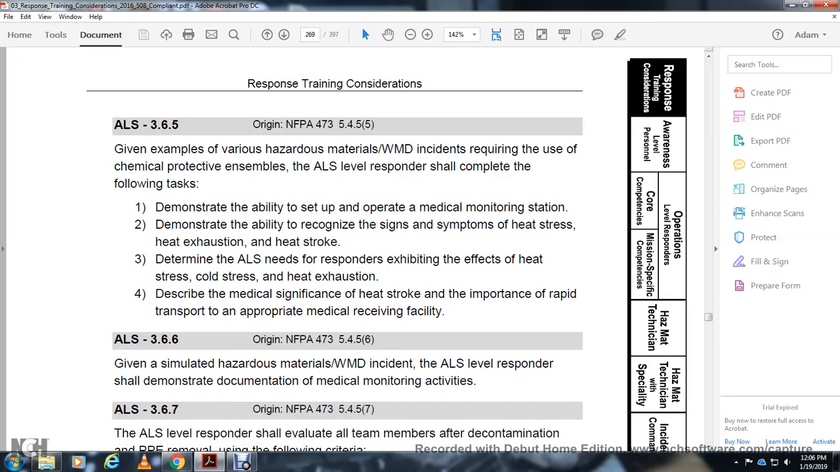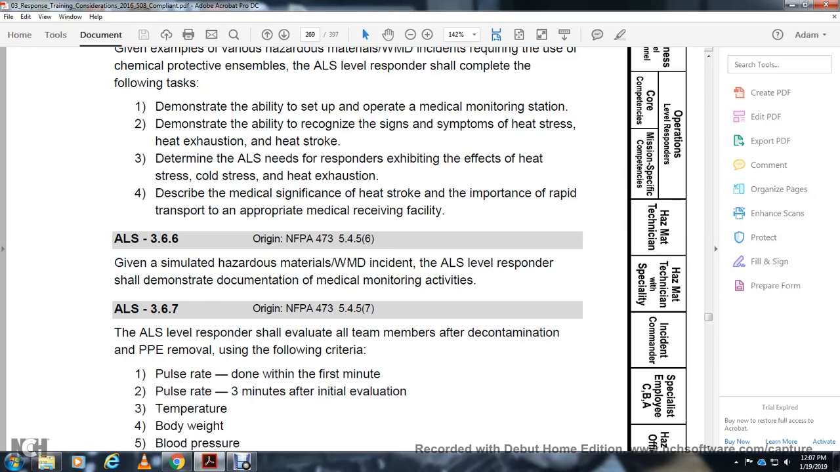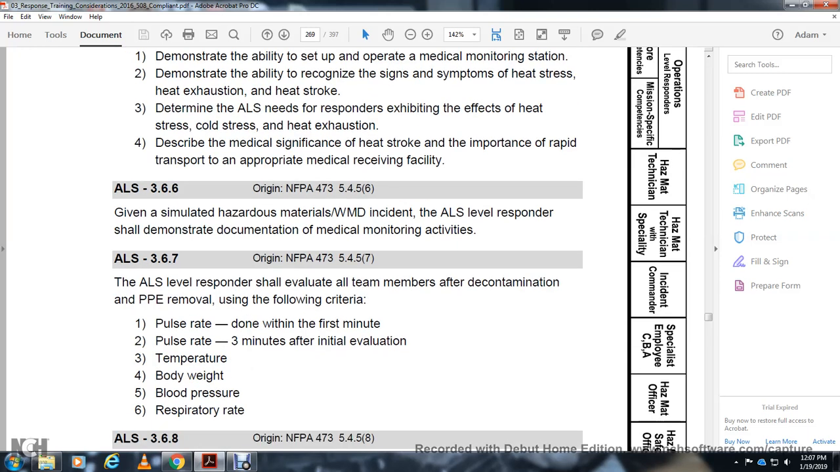Given a simulated weapons of mass destruction incident, advanced life support responders demonstrate the documentation of medical monitoring, working with the team member on decontamination and personal protective equipment removal, using the following criteria: pulse rate taken in the first minute, pulse rate taken 3 minutes after the initial evaluation, temperature, body weight, blood pressure, and respiratory rate.